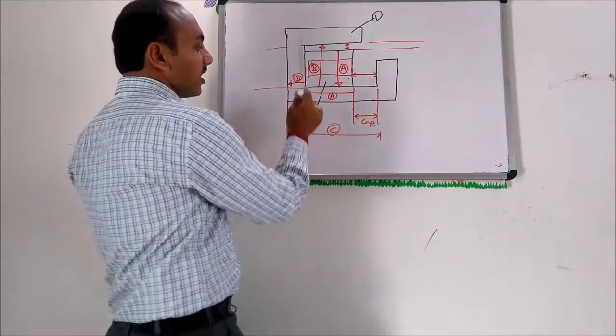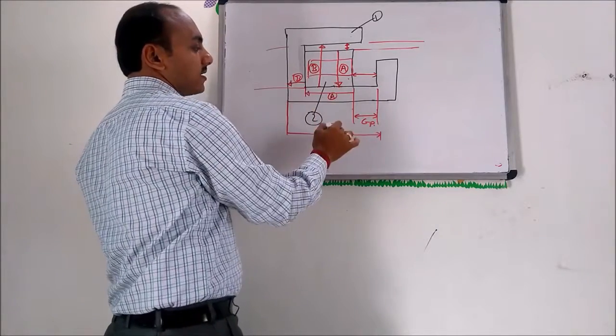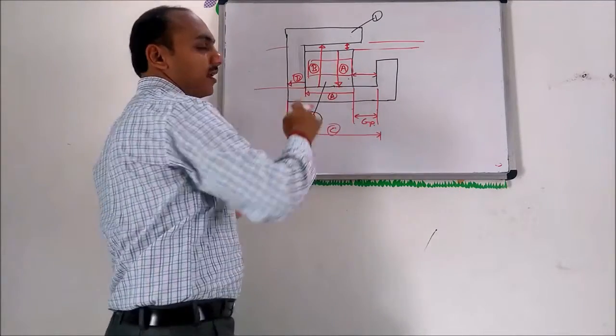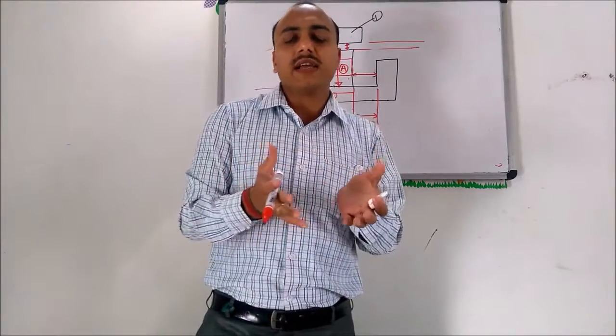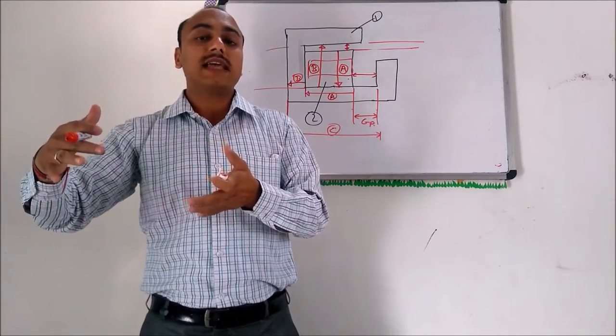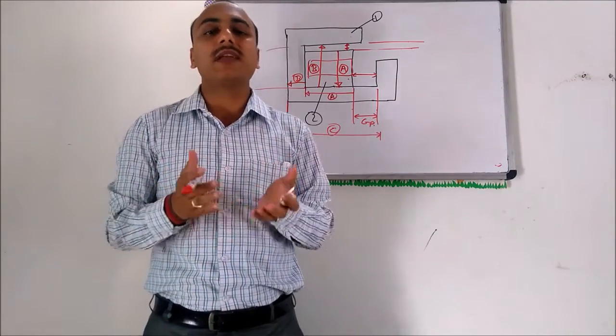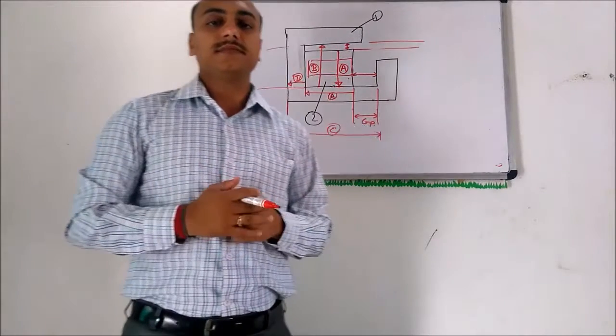But in this case, there are 3 dimensions involved: A, B and C. So this is going to be more critical. If there are a number of dimensions involved in your stack up, that means the tolerances are going to add up more and more, and it will create problems in assembly.